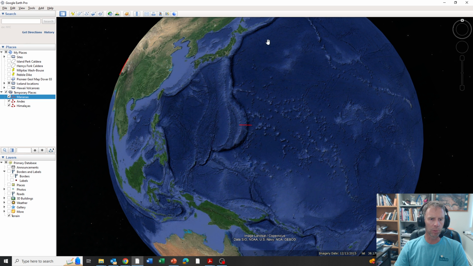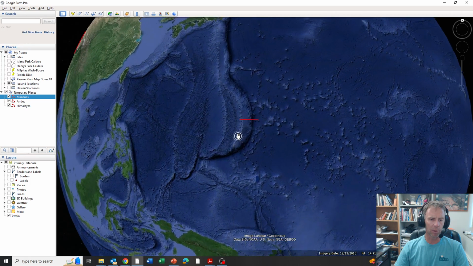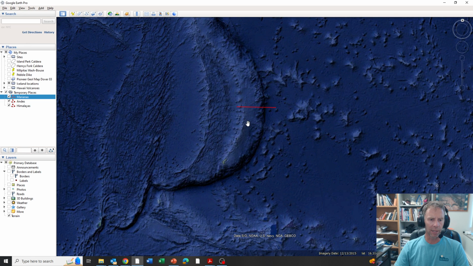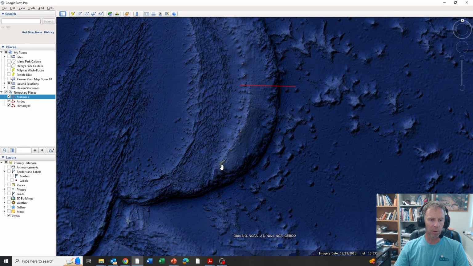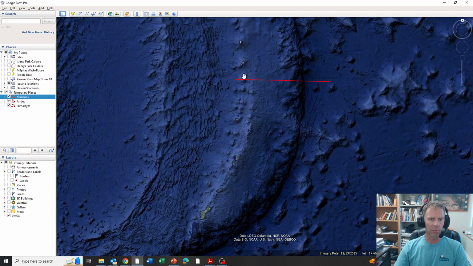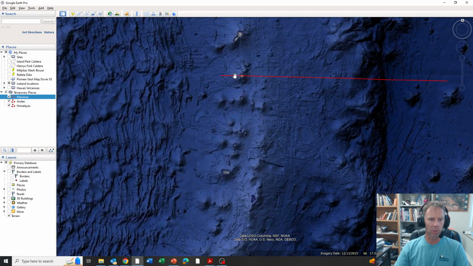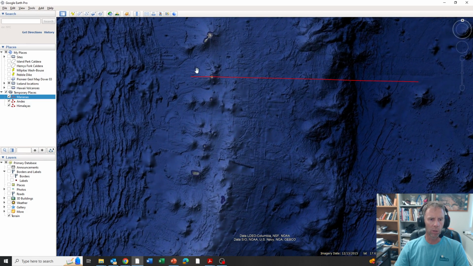And for this one, what we'll do is head out to the Western Pacific. Here's Indonesia, Australia, Japan's right here. And this is the Marianas Trench. So this is the deepest part of the ocean on planet Earth. And on one side of this trench, there's a series of islands, the Marianas Islands. Most of these are volcanic in nature. So I drew this line right through one of the islands and right across the trench.